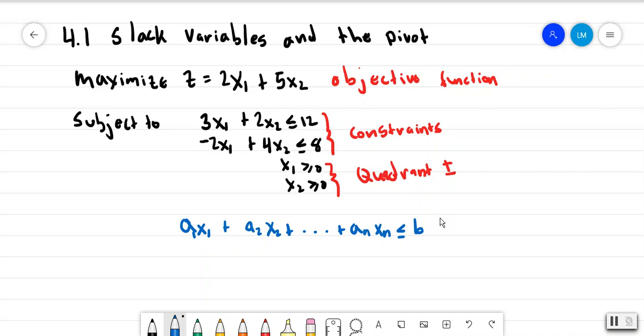The other requirement is that you're maximizing some type of objective function. And of course, all of your variables, like x1, x2, x3, and so on, must be non-negative. So whenever you have a word problem, just make sure that you make all of the variables non-negative.